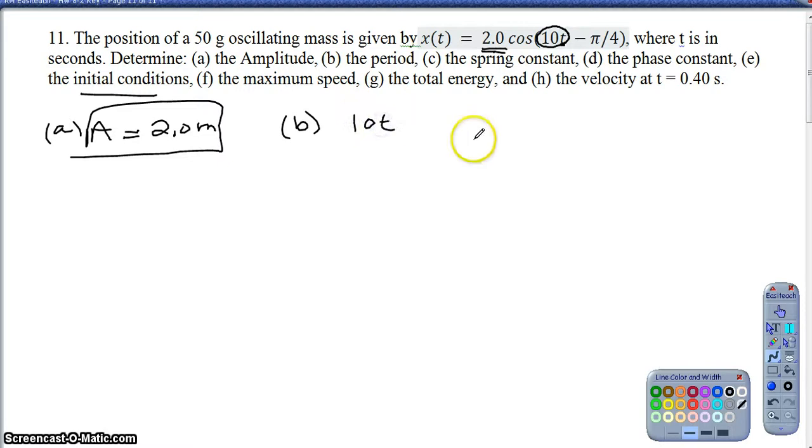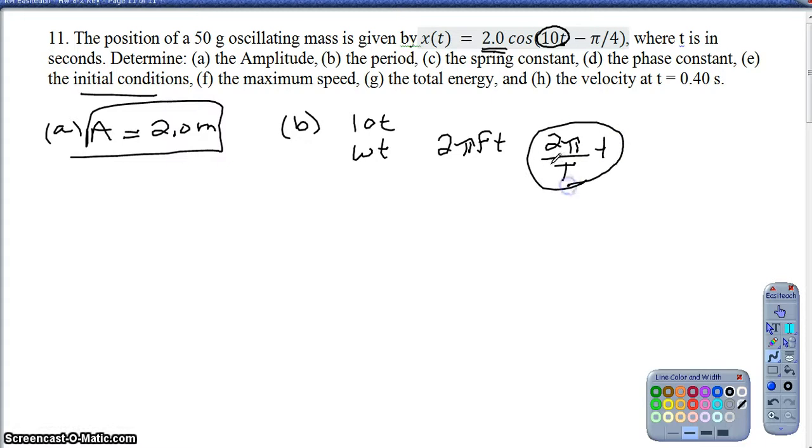Well, 10t could represent any number of things. We know 10t would be omega times t, or it could be 2 pi f times t, or it could be 2 pi over the period times t. And in fact, I'm going to choose that last one to represent the 10t.